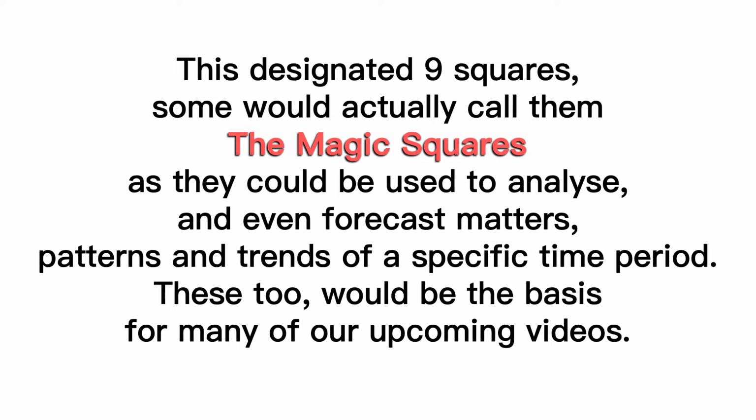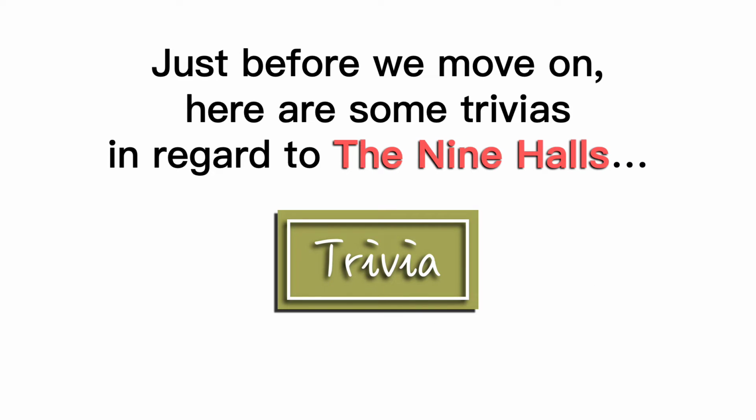This designated 9 squares, some would actually call them the magic squares, as they could be used to analyze and even forecast matters, patterns and trends of a specific time period. These two would be the basis for many of our upcoming videos. Just before we move on, here are some trivias in regard to the 9 halls.